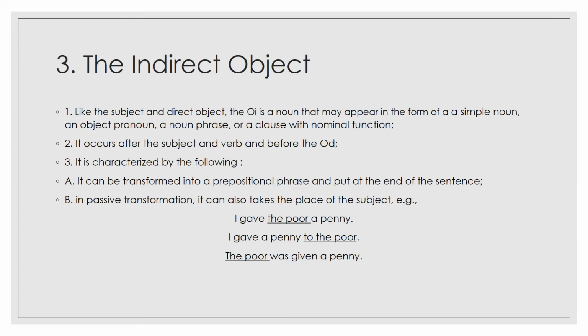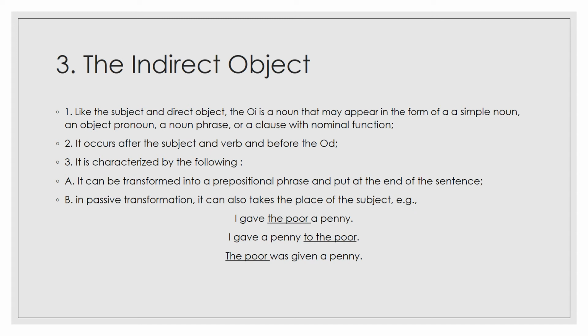Number three, the indirect object. Again, like the subject and the direct object, the indirect object should also be a noun, either a simple proper noun, an object pronoun, a noun phrase, or a clause. Where does the indirect object appear in the sentence? It appears exactly after the subject and the verb and before the direct object. This is very important. The indirect object all the time appears before the direct object.